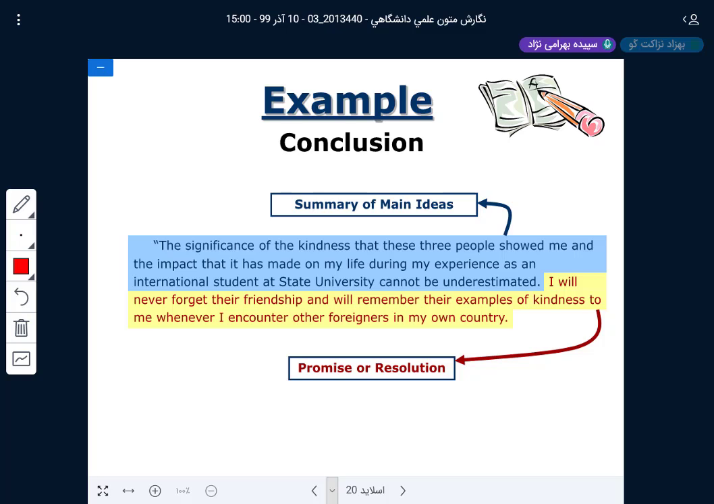I will never forget their friendship and will remember their examples of kindness to me whenever I encounter other foreigners in my own country. That is a promise or resolution. This is the promise.